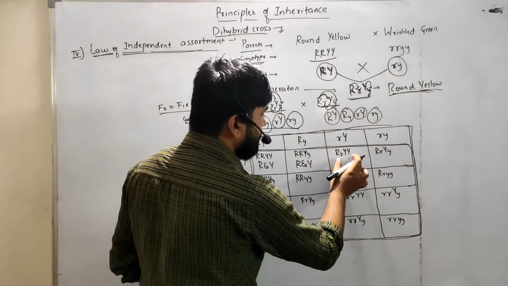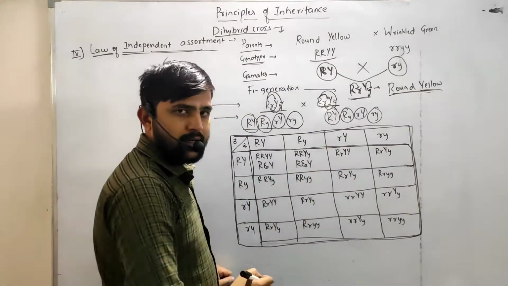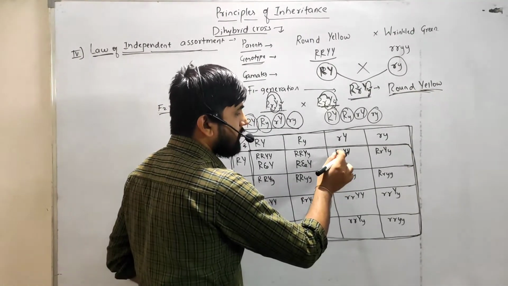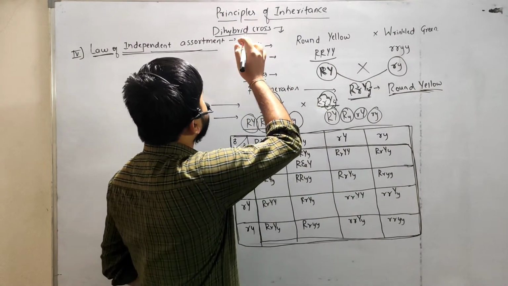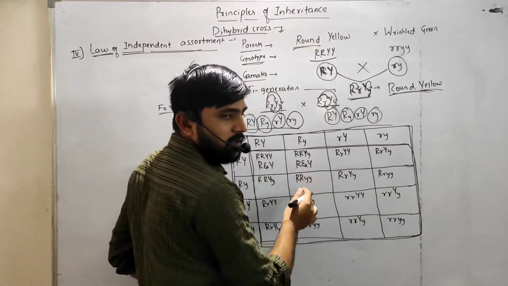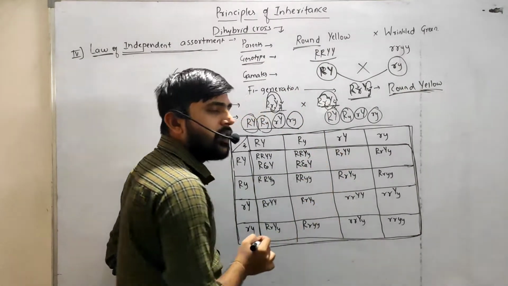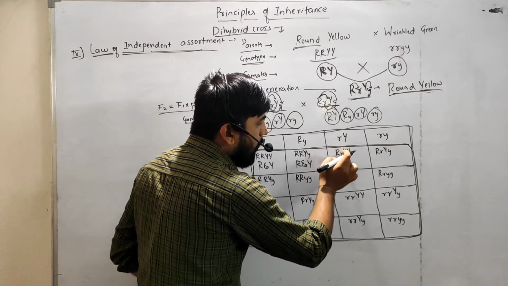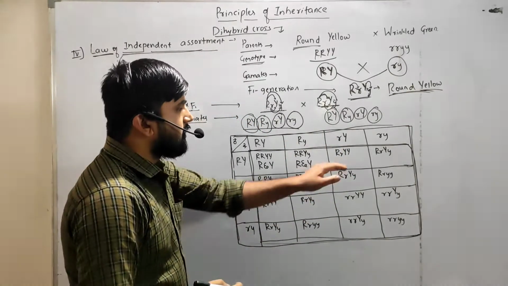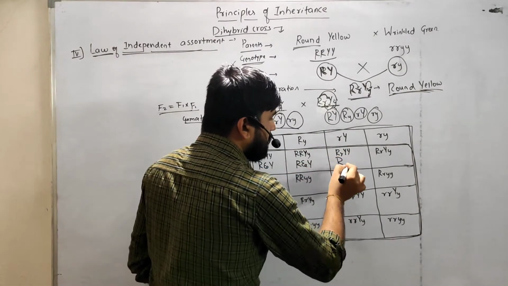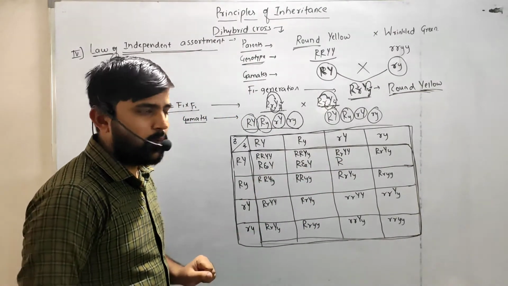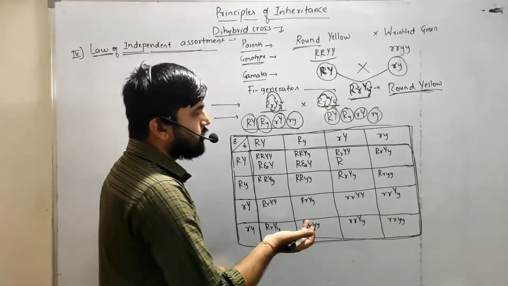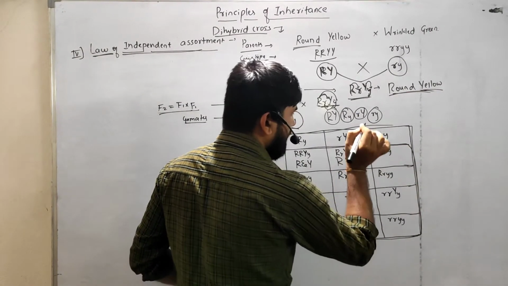And here also the same. See here, capital R, small r. Capital R represents round size and small r represents wrinkled. Capital R is dominant over small r, so it should be round. And capital Y, capital Y, both are in homozygous condition. So it should be round and yellow.